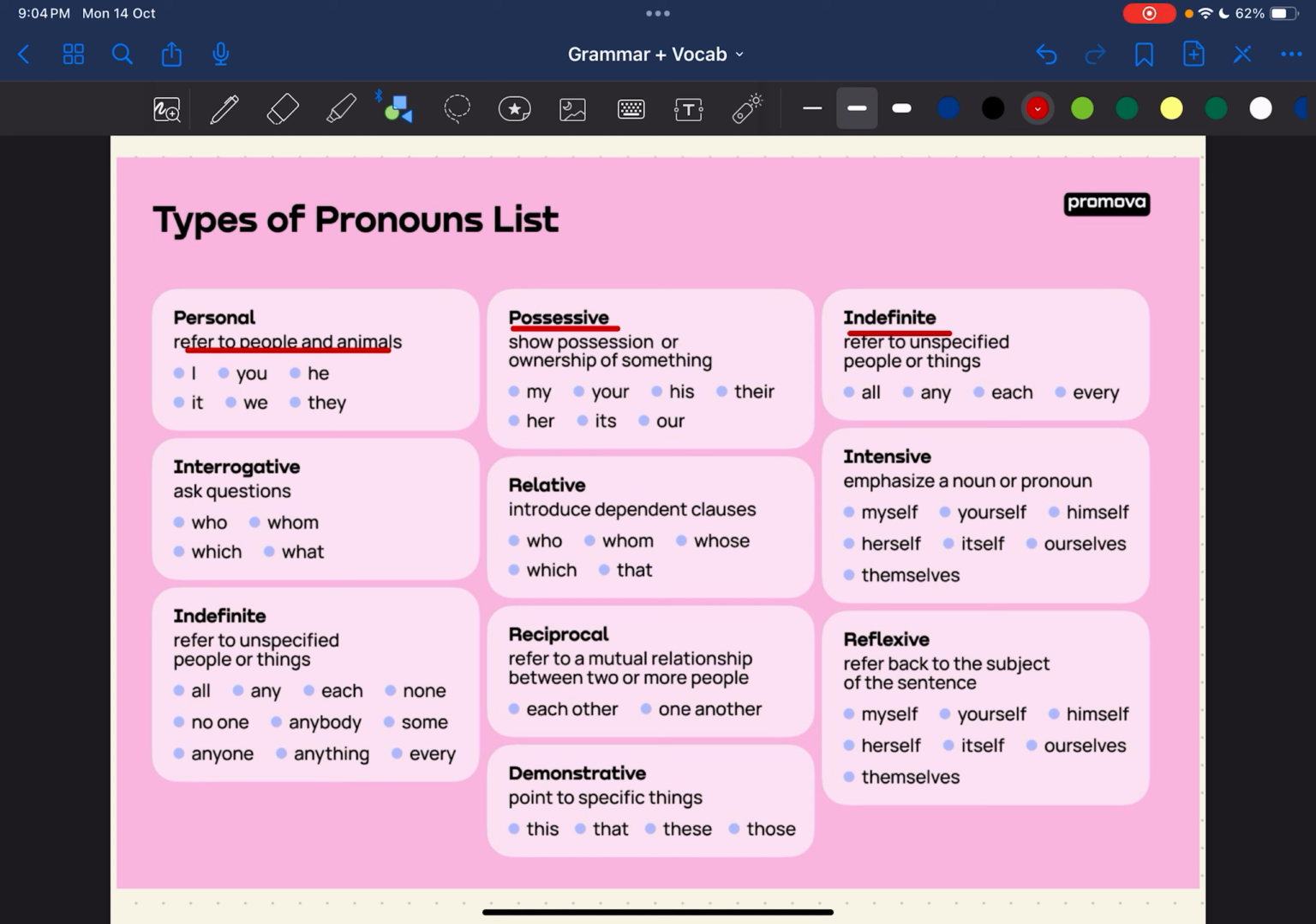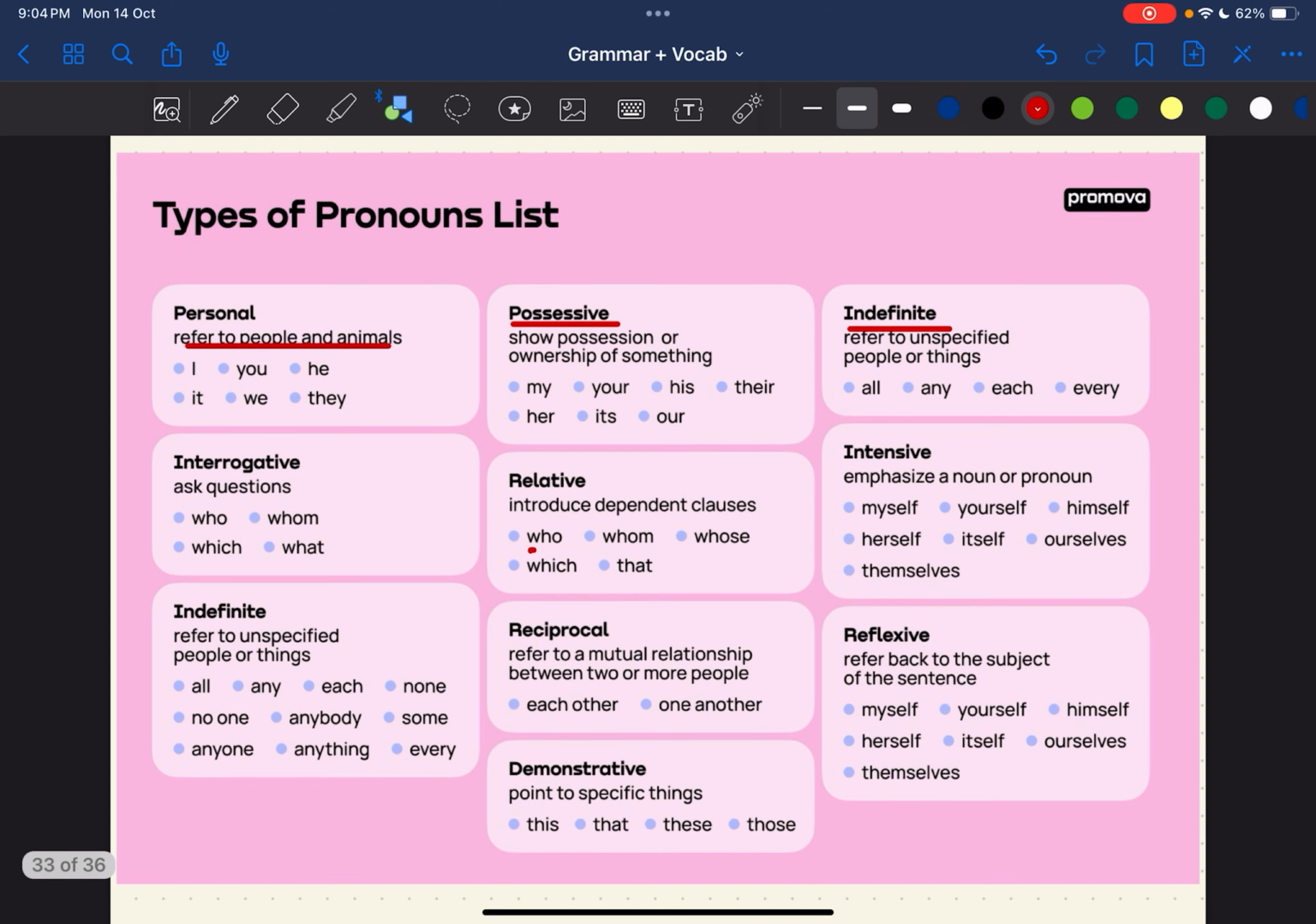If I say interrogative, interrogative is always asking questions. Who, what, which, what. Very simple. Relative is when I'm introducing my dependent clauses. Now, I hope you know that clauses are of two types. One is independent and one is dependent. Whenever I'm just introducing my dependent clause, I'll introduce it by using these words. For example, I say, this is the boy who won the competition.